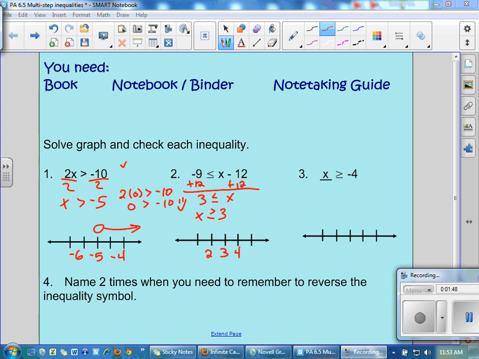Okay. Open circle or closed circle? Closed circle, good. Going which direction? That way. If that way is to the right, you are correct. Yeah. Good, to the right.